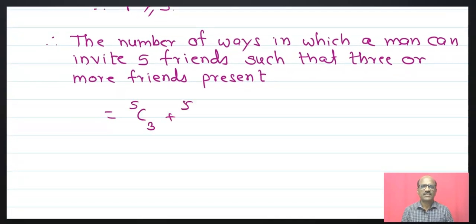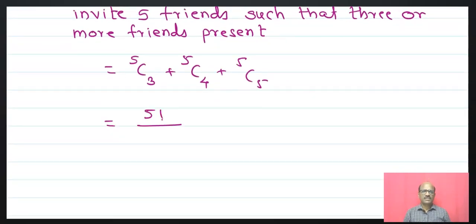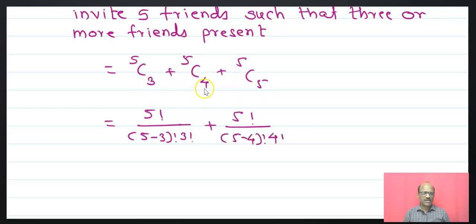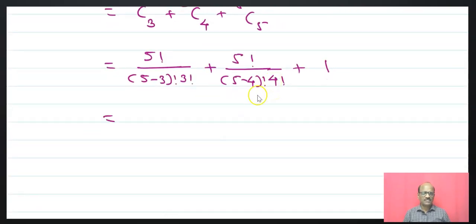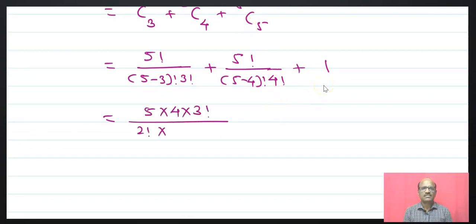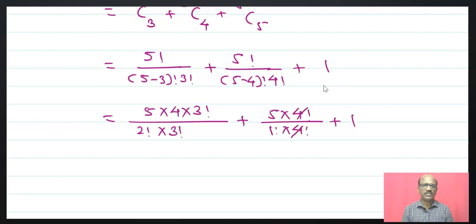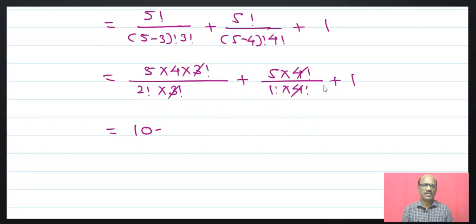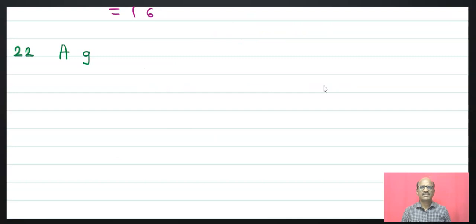Therefore 5C3 plus 5C4 plus 5C5. He may call the 3 friends, 4 friends or the 5 friends. Therefore calculations: 5C5 value is 1. Therefore 5 factorial into 4 into 3 factorial, 2 factorial into 3 factorial. That is equals to 16.